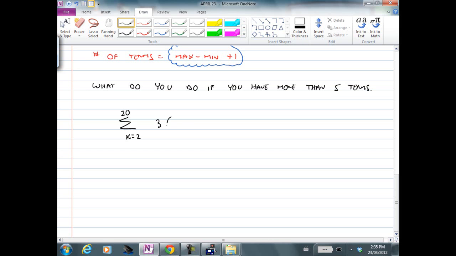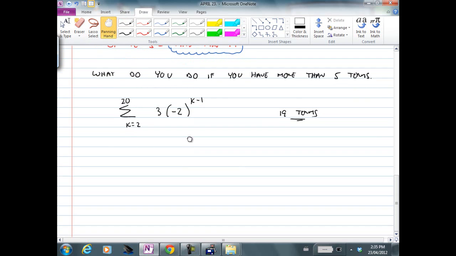3 times negative 2 to the power of k minus 1. First of all, how many terms are there altogether? 19. I don't want to sit here and waste half an hour finding 19 terms and adding up all 19 terms. So there has to be a shortcut. What do you do? I'm going to show you what to do.